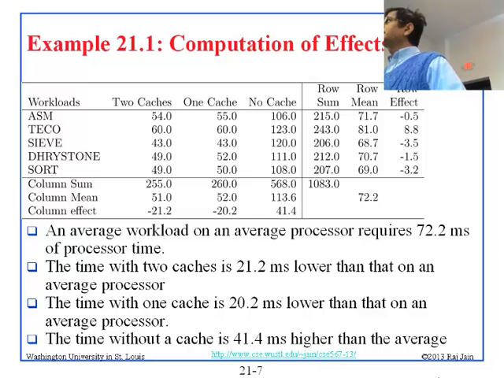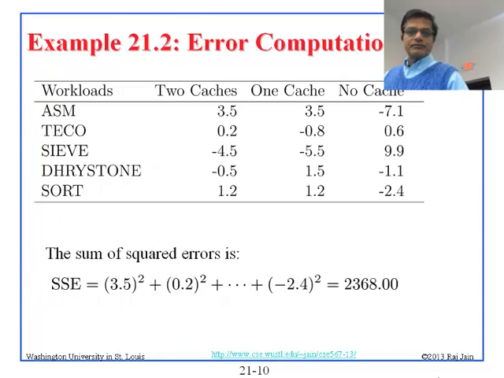So the prediction is the column effect plus the row effect plus the mean for that cell. For this cell, the prediction would be the mean plus the row effect and the column effect. So for every cell, you have the prediction and you have the error. These are the errors you will get in those 15 cells. Now you add them up, you get the sum of squared errors.